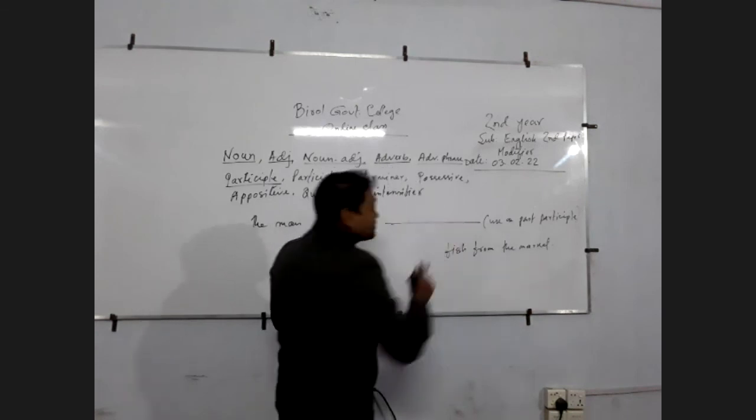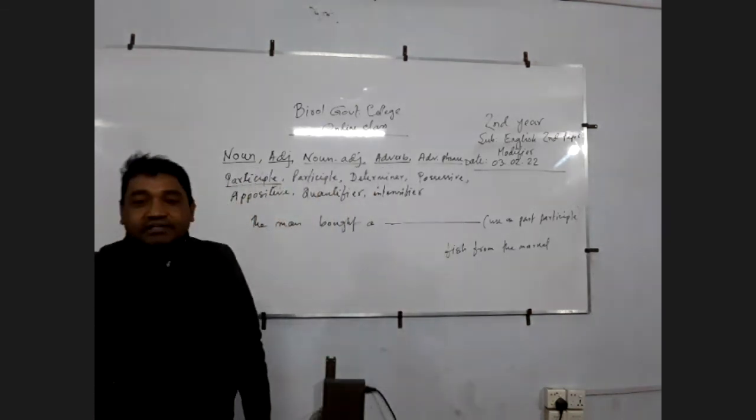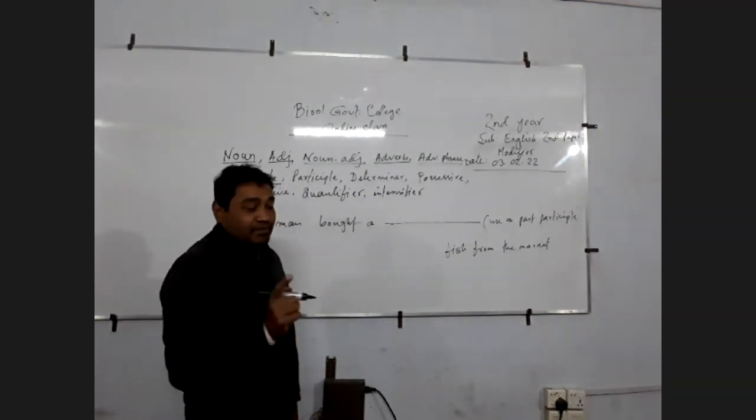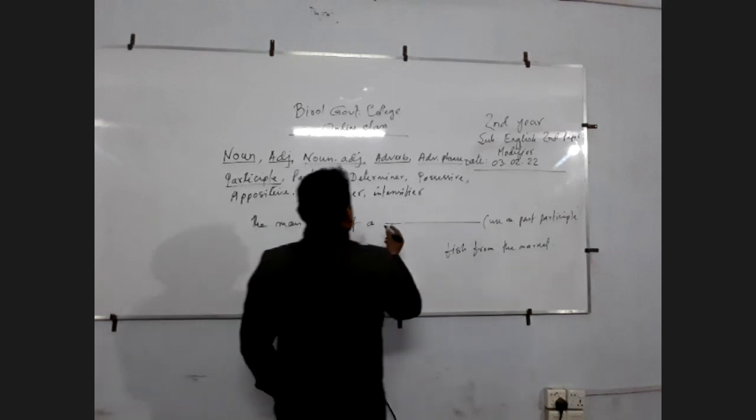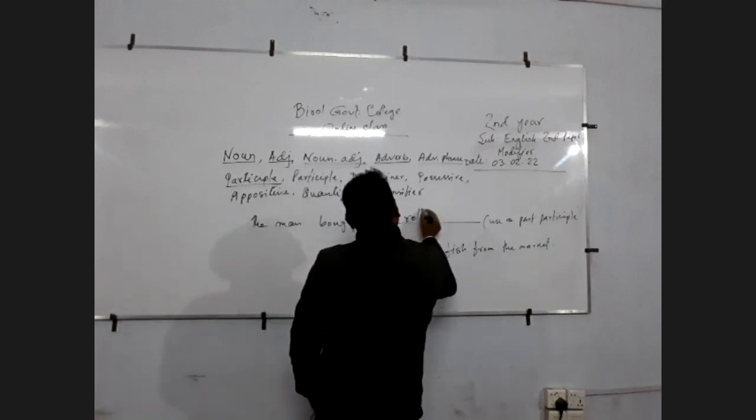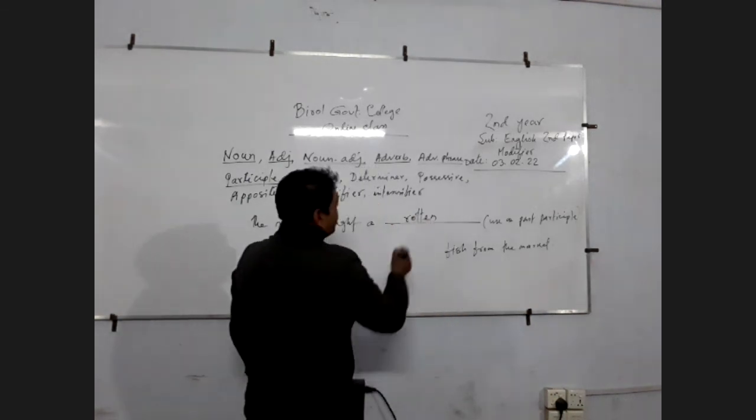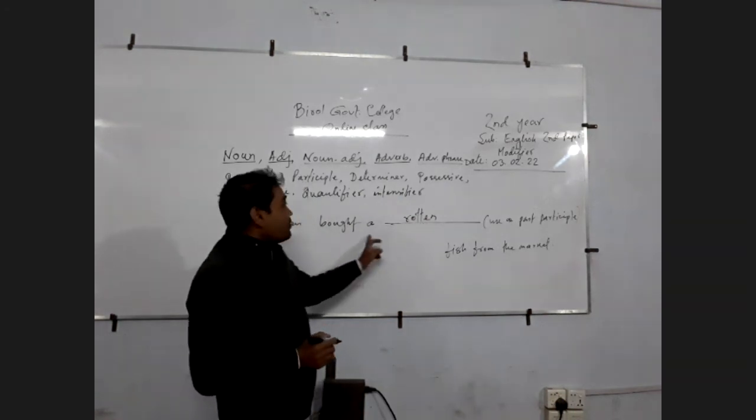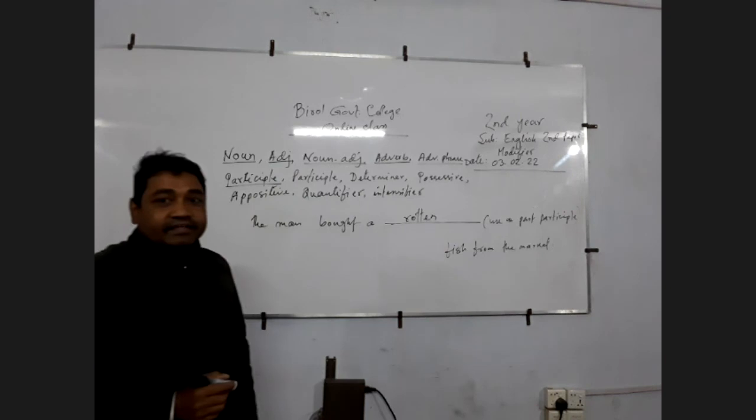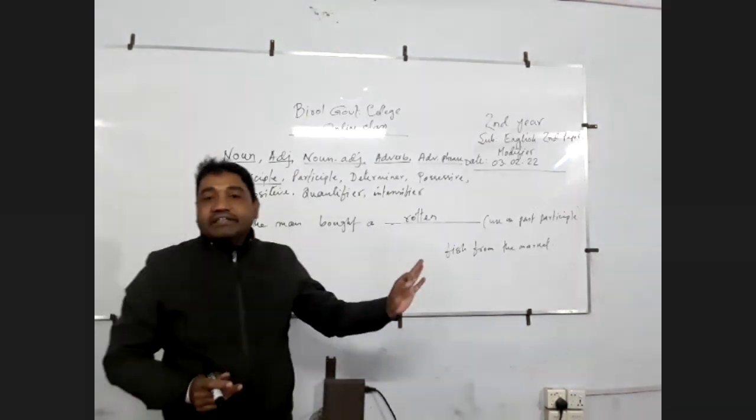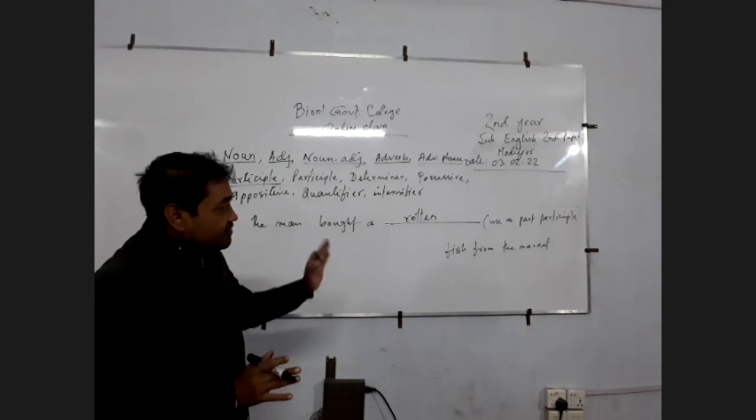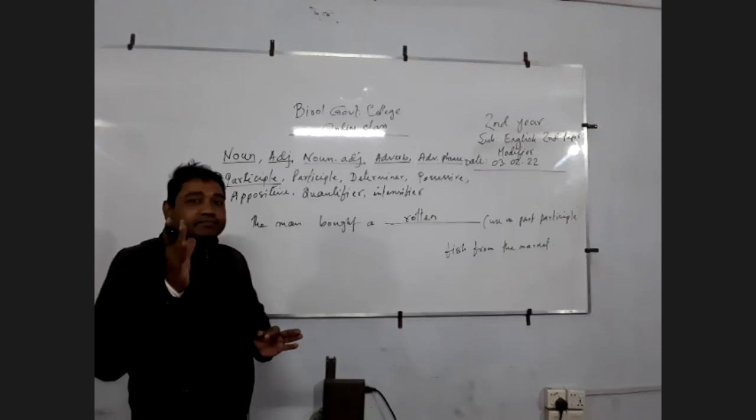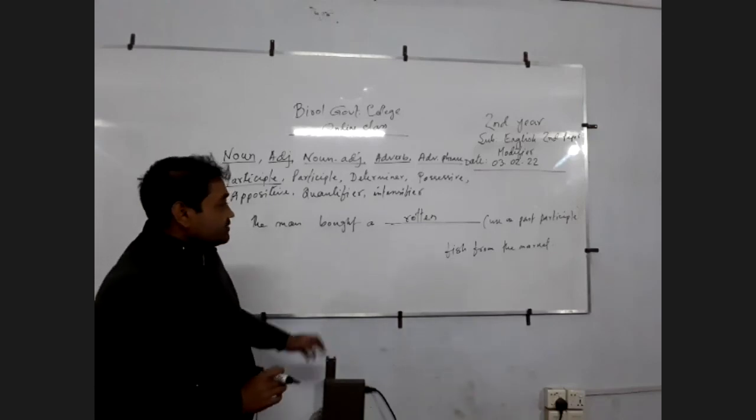So what you have to write here, of course, is a verb, and that will be the V3 form, the past participle of the principal verb. If you write here rotten, from rot, the man bought a rotten fish from the market. That means the fish was not in a good state, not in a fit position to eat.